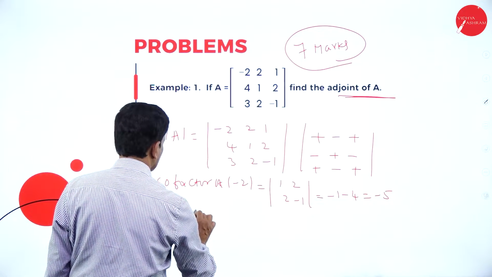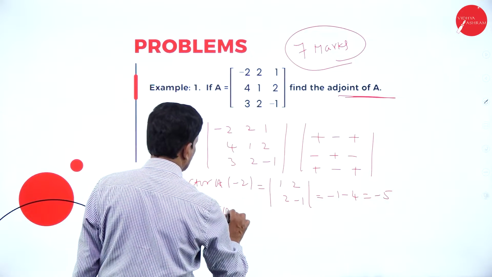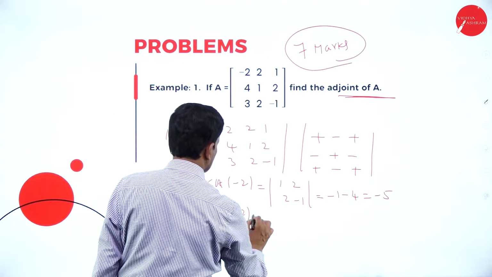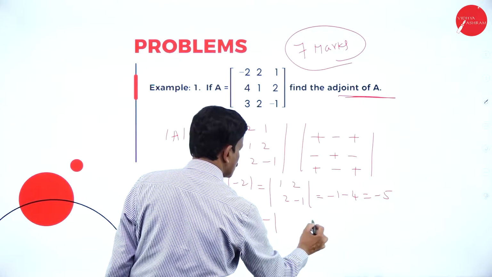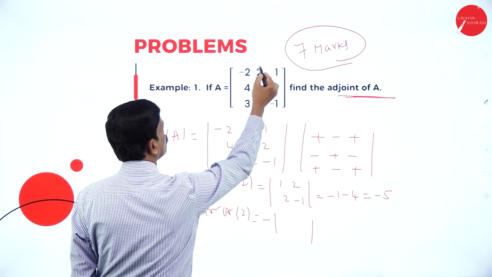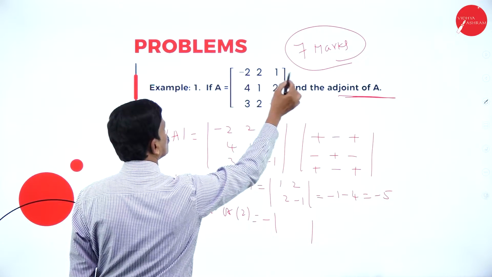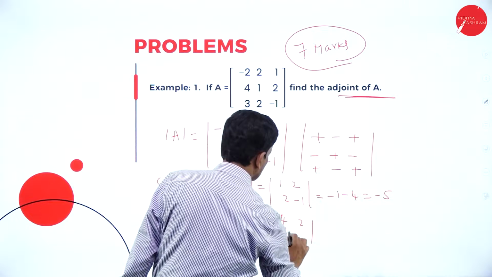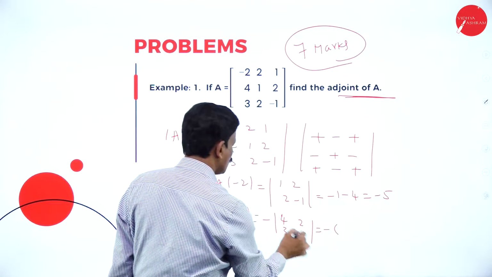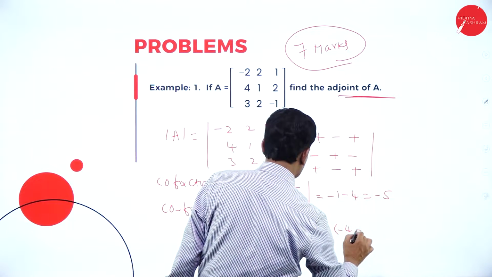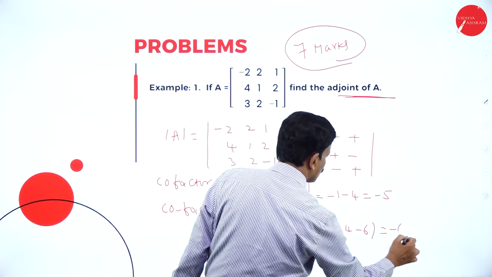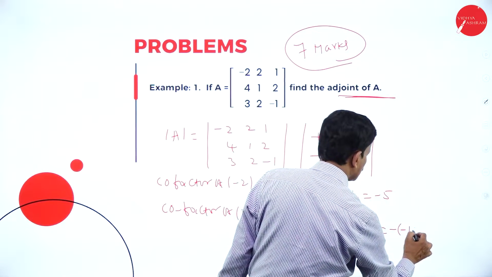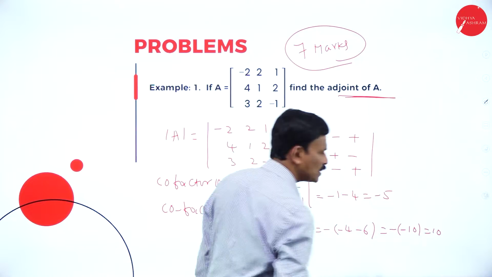Similarly, the cofactor for the second element 2 is equal to, what is the sign? It is minus. Delete the row and column containing 2. This row and this column are gone. What is left is 4, 2, 3, minus 1. This is minus: 4 ones are 4, minus 3 twos are 6, so minus 4 minus 6. Minus of minus 10 is equal to plus 10.